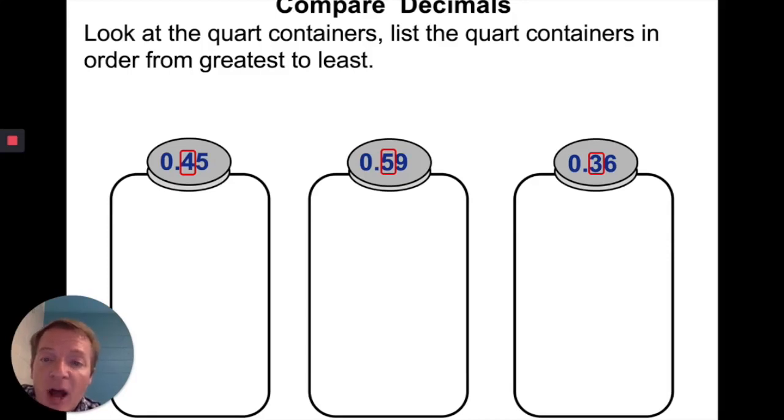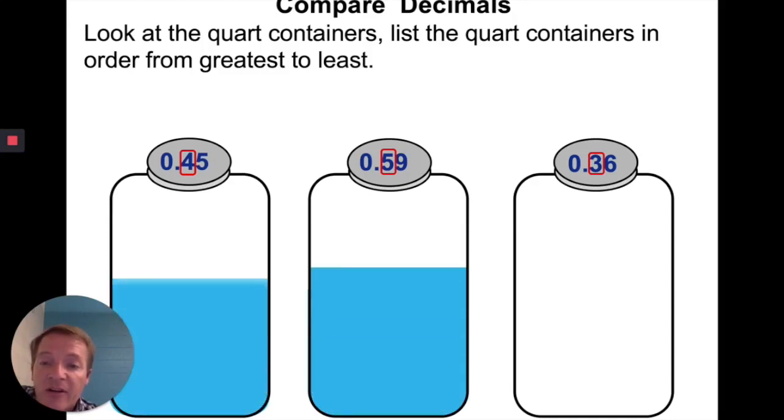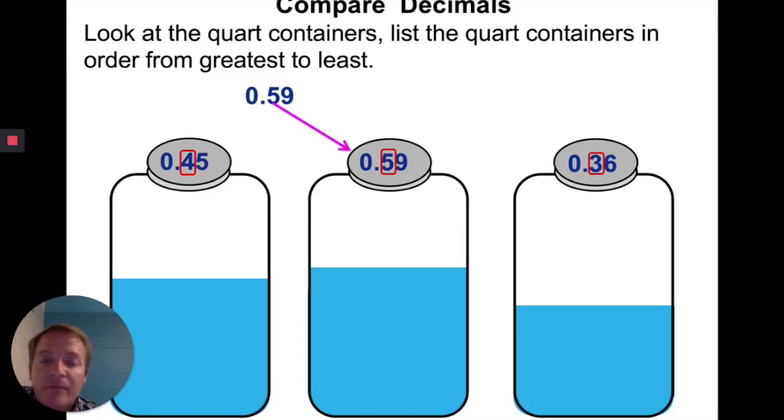What's the biggest number up there? That would be 0.59, because 5 is bigger than 4. And then 4 is bigger than 3. So when we put them in order, we have 0.59, 0.45, which is 45 hundredths, and 0.36. So always look to the number to the right of the decimal point first.